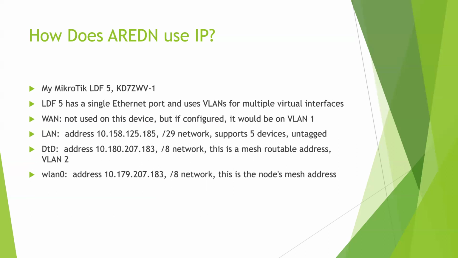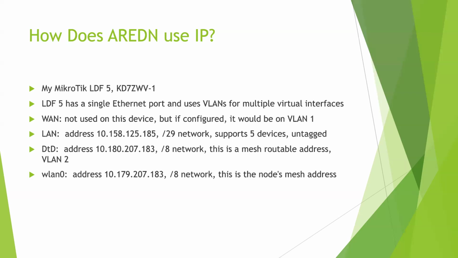Okay. So on my LDF5, I have a single Ethernet port, but it uses the VLANs for this, right? So the WAN network I'm not using on that, but if I did, it would be on VLAN 1. The LAN is the untagged. Any packets that are not tagged with a specific VLAN are going to be on the LAN, and this is set up with a /29. I could probably just turn it off entirely because I don't really use it on that node. And then it's got the DTD connection, which is the other end of the DTD link to my HAP. And then it has the WLAN 0 address, which is its mesh node address.